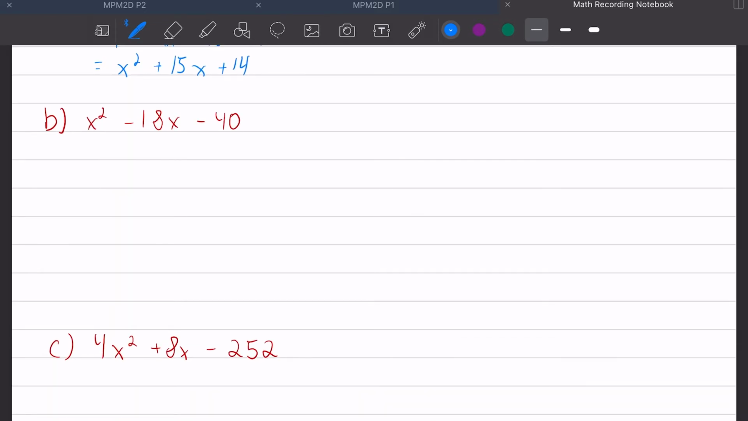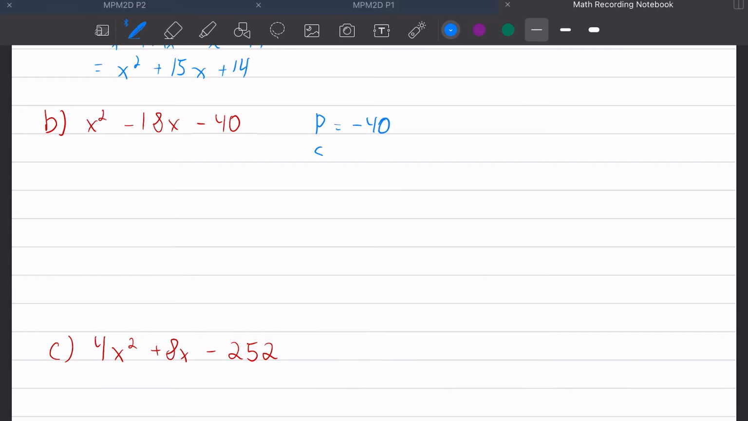Here we have x squared minus 18x minus 40. So let's start with identifying our product and our sum. Our product here is in the C position, so negative 40. And we have our sum, which is negative 18. We're going to start off quickly by looking here, and we notice that our product is negative.